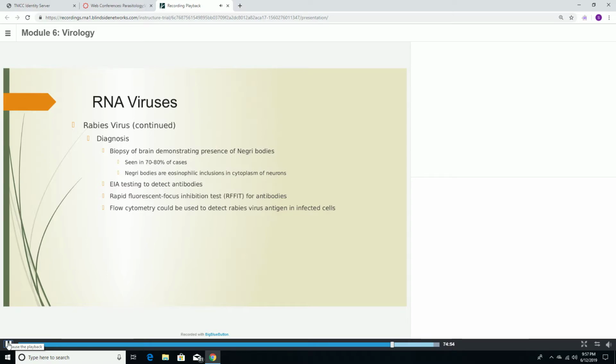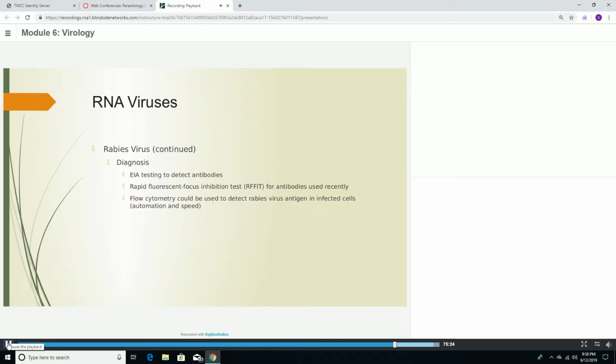Diagnosis: we're going to do a biopsy of the brain demonstrating the presence of Negri bodies, seen in 70 to 80% of cases. Negri bodies are eosinophilic inclusions in the cytoplasm of the neurons. So obviously our patient has to be dead if we're going to be doing a brain biopsy. EIA testing to detect antibodies. We could also do a rapid fluorescent focus inhibition test for antibodies. Flow cytometry could be used to detect rabies virus antigen in infected cells.